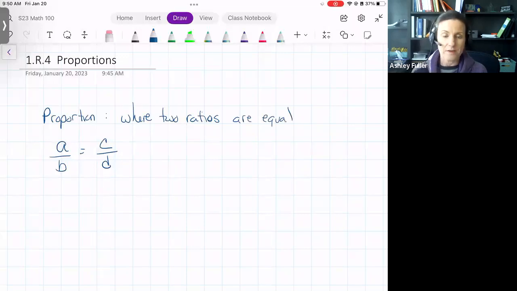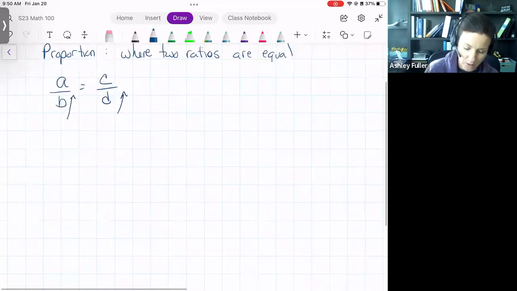In order to solve these, we cross multiply. Note that there's no plus signs or minus signs in here. It's simply when one ratio is equal to another. We can't be adding or something like that in between. So let's consider an example.